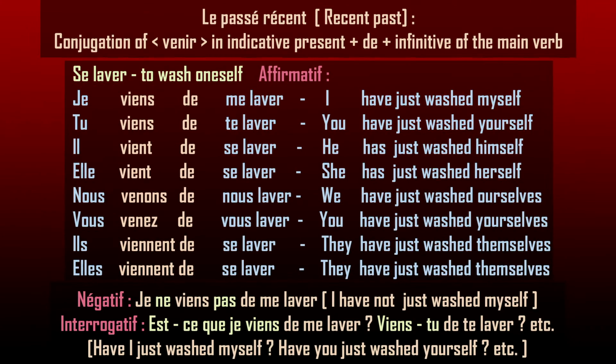Passé récent of a pronominal verb. Se laver. We conjugate venir and add the de. Je viens, then se laver becomes me laver for je. It becomes je viens de me laver. I have just washed myself.